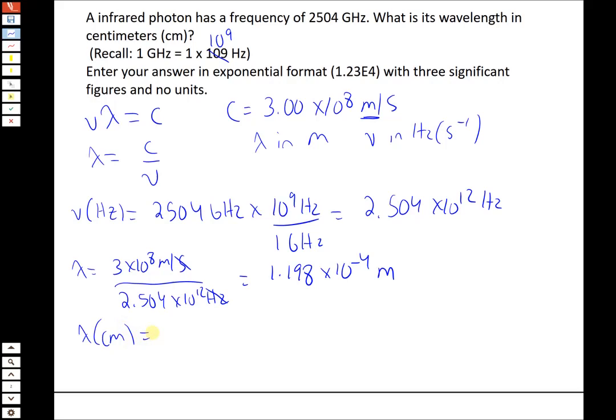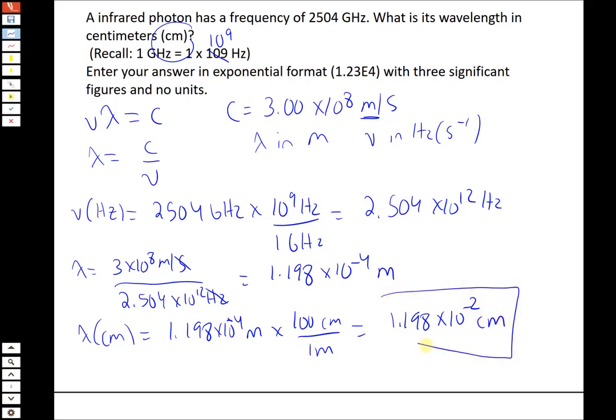So what we're going to do is take that number. We have to remember the conversions here. So 1.198 times 10 to the minus 4 meters times 100 centimeters in 1 meter. Alright, so just remember that last conversion because again we're looking for this in centimeters. So always read the question closely because in numerical questions, we will always specify what unit your answer should be in. So it's going to be 1.198 times 10 to the minus 2 centimeters.